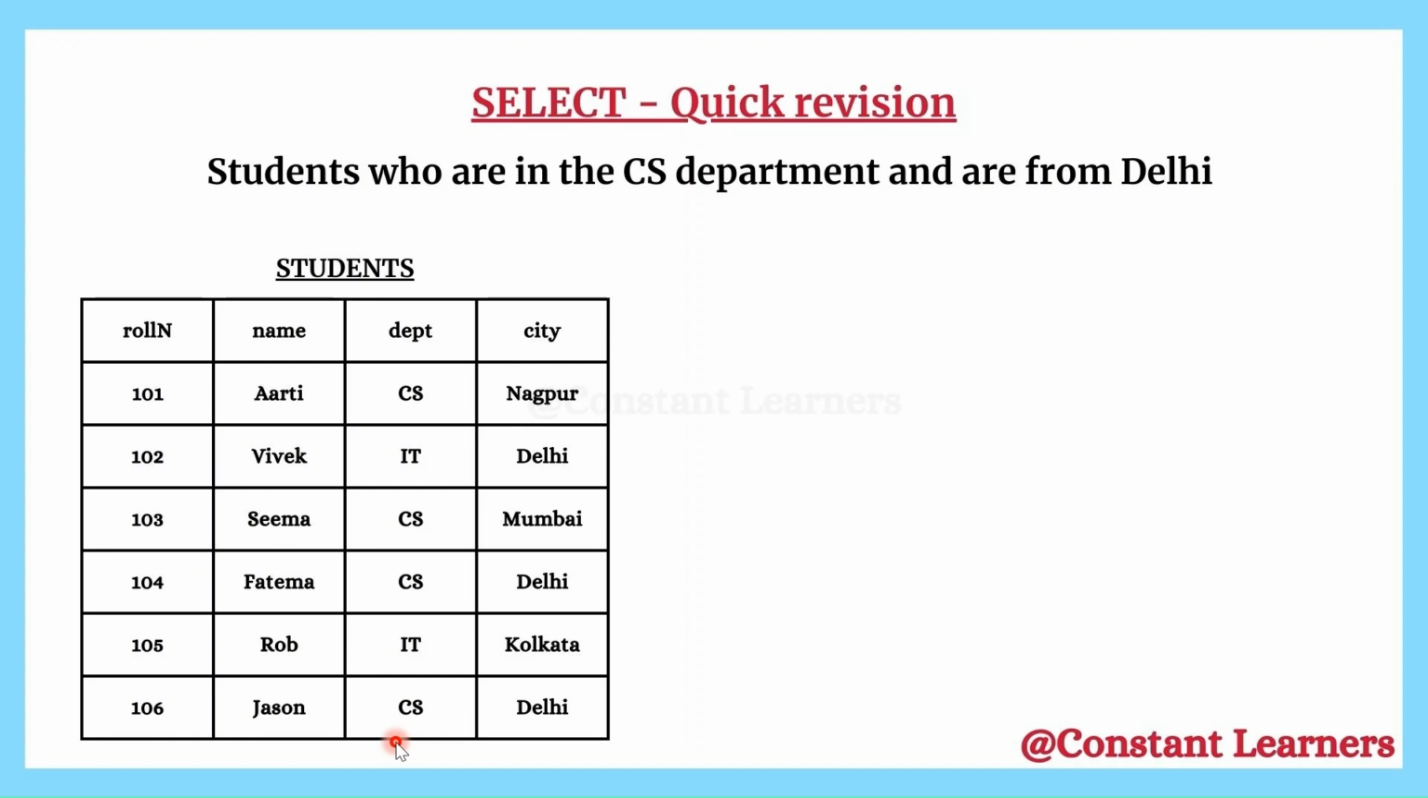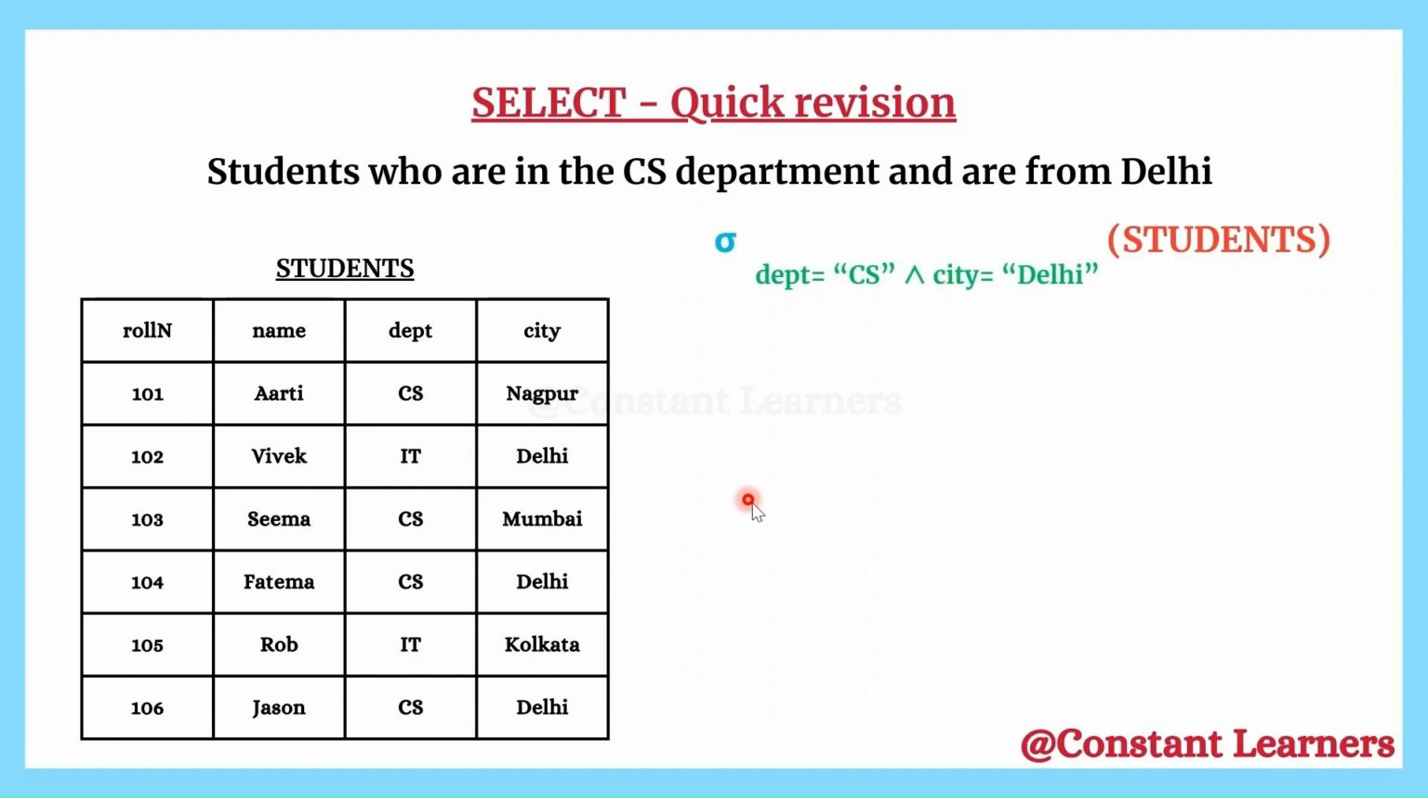We start with the symbol sigma. Sigma represents the select operation. Then goes the condition in the form of a subscript of sigma, right? So we write it like this: department is equal to CS, and this is a logical AND operation, city is equal to Delhi. Both of these will go in double inverted commas. And the name of the table is students. So we get that here.